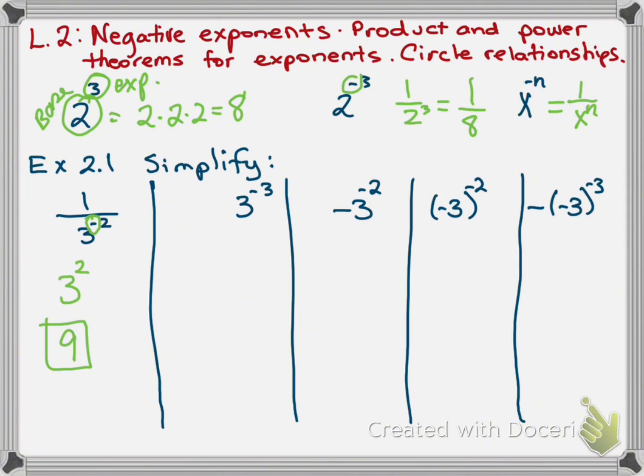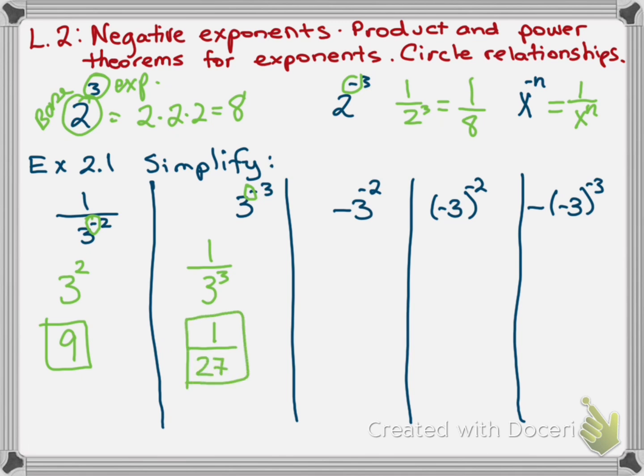Let's see the next one. In this case, we have 3 to the negative 3 power. And again, I'm going to use a negative first. So I have to write the reciprocal of 3, which is 1/3. But now I have that 3 positive here. And if I multiply 3 times 3 is 9, times 3 is 27. So my answer is going to be 1/27.